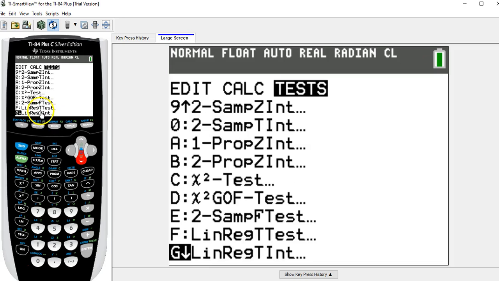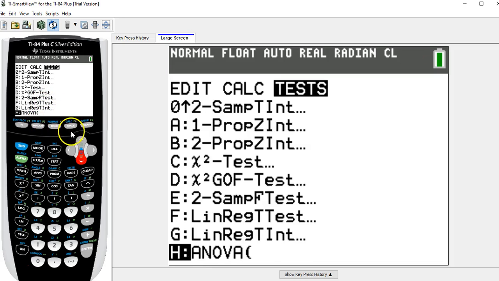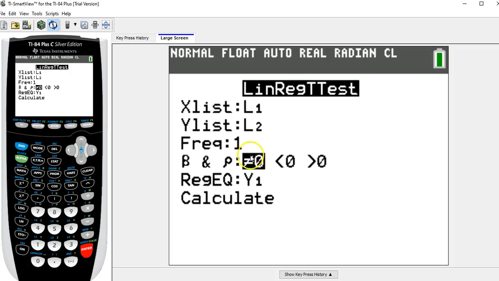There it is. See, there's LinRegTTest, LinRegTInt, but we want LinRegTTest. There's that. And the X values are in list 1, so if that's not in L1 there already, put it in there. The Y values are in list 2. If you don't have list 2 entered there, enter list 2 there. The frequency is going to be 1.